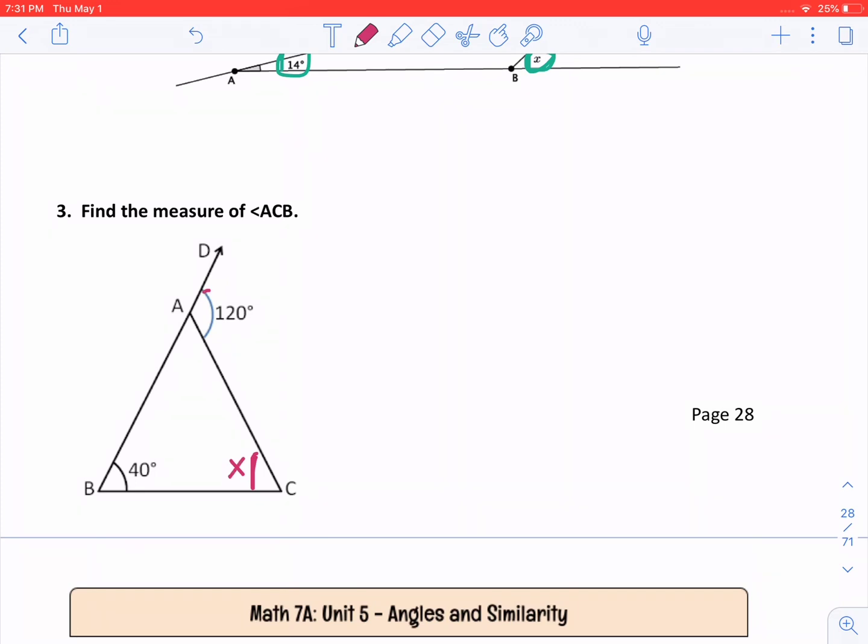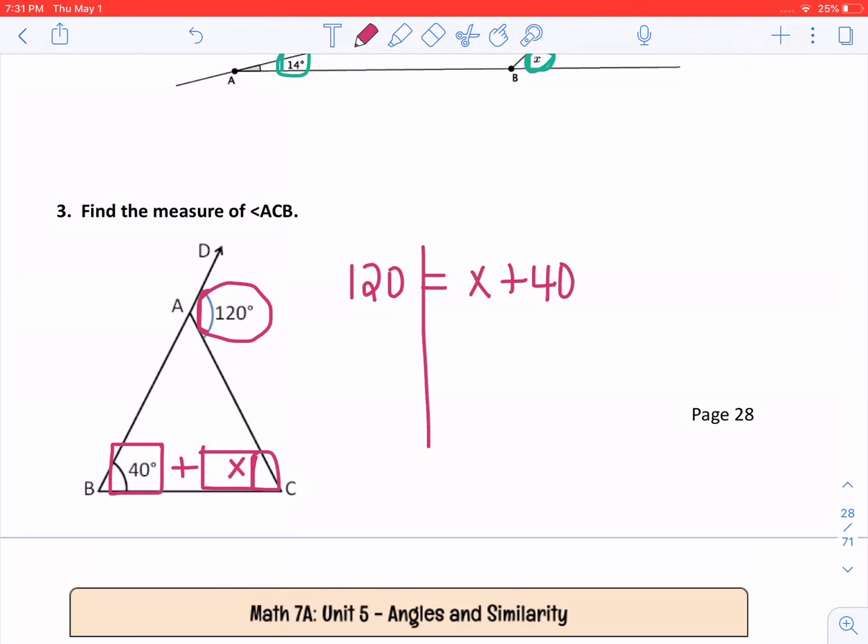All right, so the theorem says the exterior angle, so this is the one outside of the triangle, so that's 120, is going to be equal to the two inside angles that are furthest away added together. So X and 40. Now this is just a one-step equation that we're going to solve. So we're going to try to get X by itself by subtracting 40 from both sides. 120 minus 40 gives us 80. So that missing angle is 80 degrees.